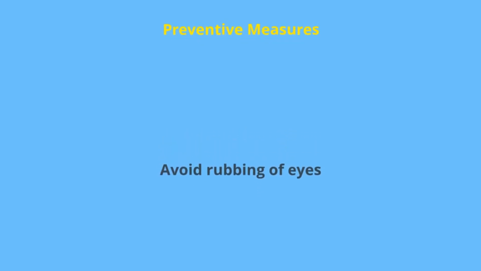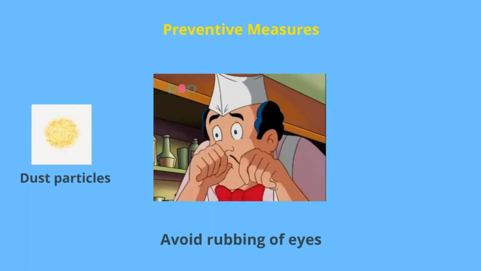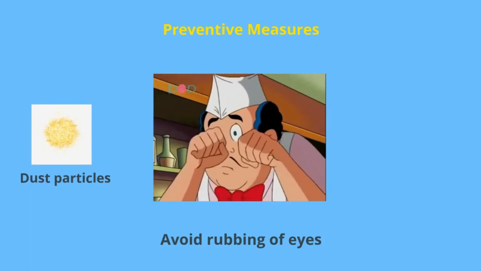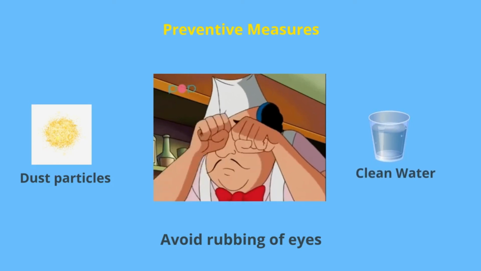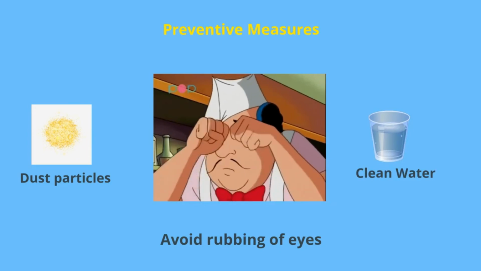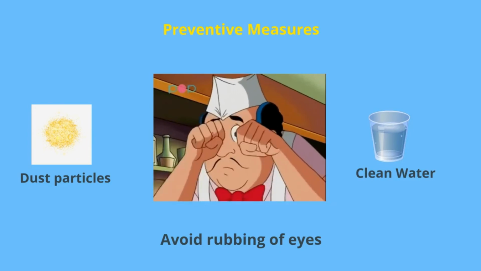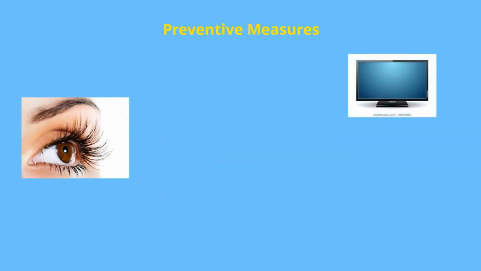The second important measure is to avoid rubbing our eyes. Yes, don't rub your eyes. This is a very bad habit which many people have. Whenever they feel itchy in their eyes, they rub their eyes using their hands. It may lead to eye infections. When dust particles go into your eyes or you feel any kind of itching, wash your eyes with clean water. It removes all the dust and keeps your eyes clean.